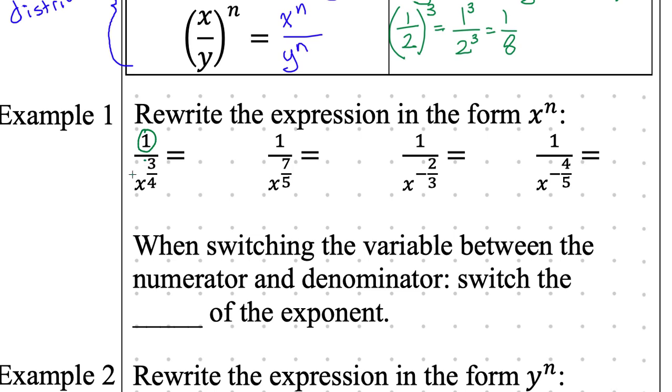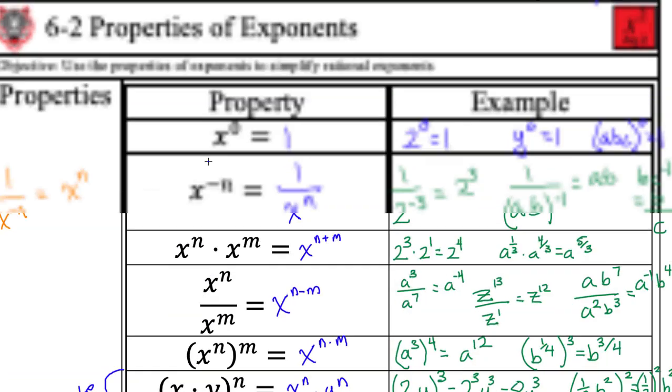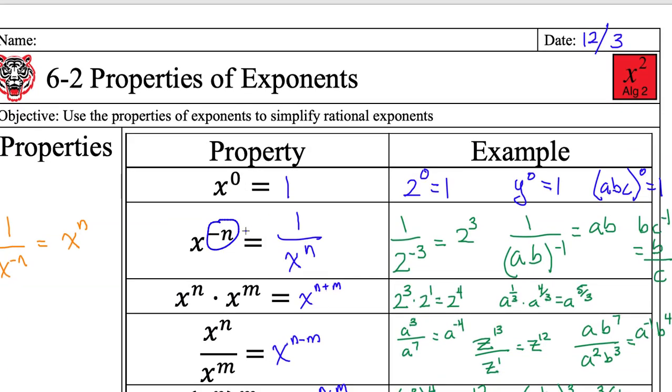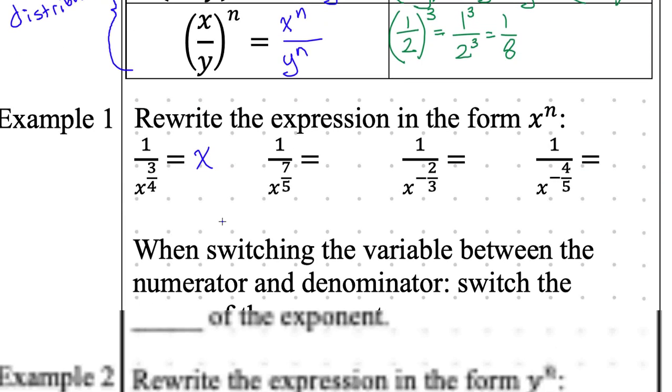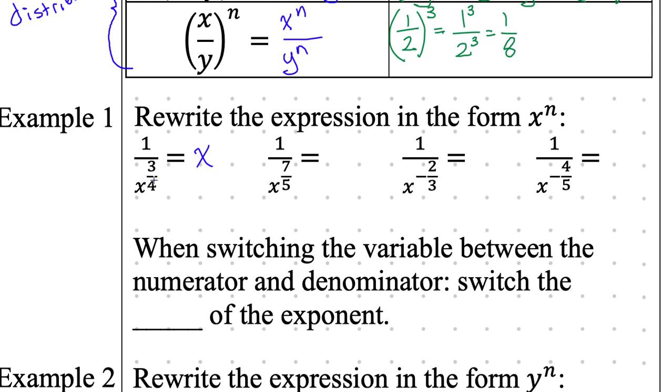I have 1 divided by x to the power of 3/4. I just want x to the power of something. I will do this first one for you. This is using this second rule. If I have a fraction, I can go this direction and make it negative without a fraction. So I'm using rule 2 and saying, okay, this used to be a fraction, but if I make this power 3/4 negative, negative 3/4, it's no longer a fraction. And that's how you answer it. This is x to the power of negative 3/4.